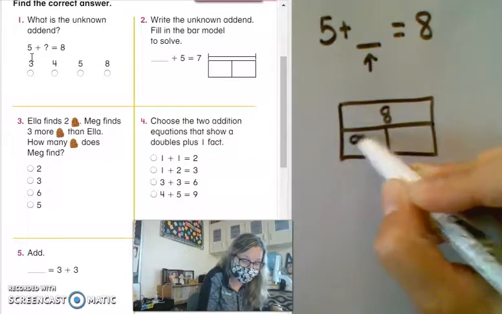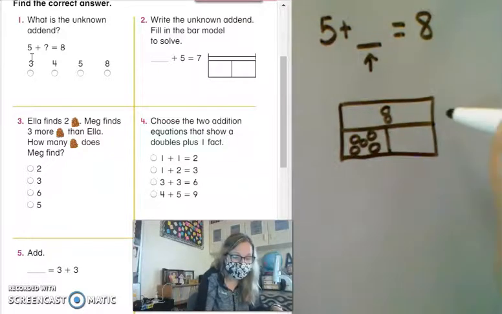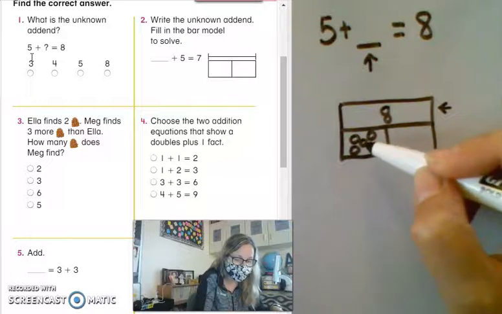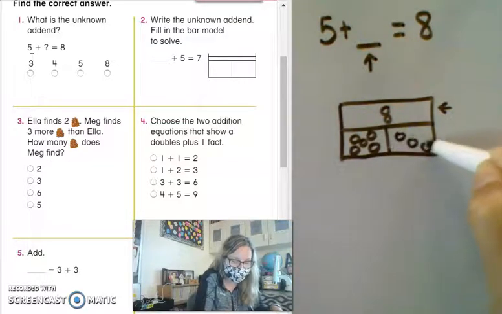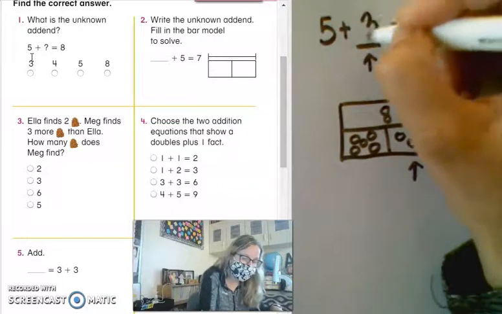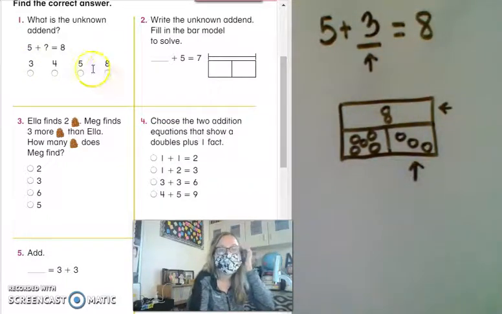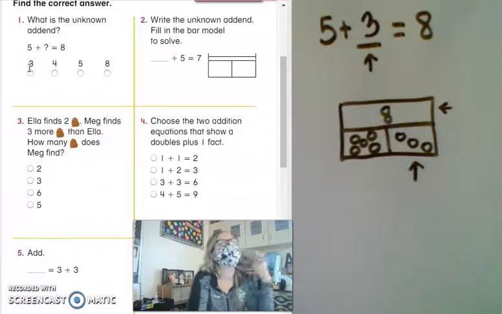On this side, I have 1, 2, 3, 4, 5. So let's keep counting until we get to 8 all together. Here we go. 1, 2, 3, 4, 5, 6, 7, 8. So how many, Isaac, do I need to put in for my missing addend? 3. So boys and girls, on that review, find the number 3 and fill in the bubble. Are there any questions about how to do that problem, or do you guys feel pretty good about that one? Connor?